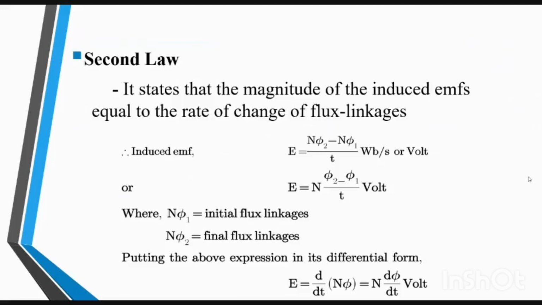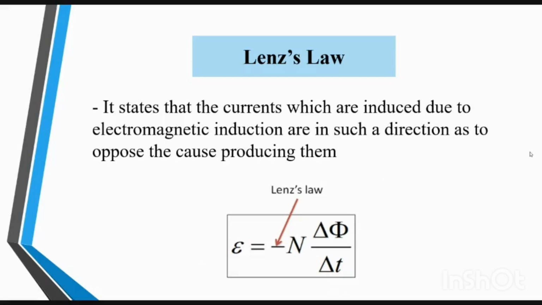Substituting the above expression in the differential form, we will be getting E equal to d by dt of N phi. That is equal to N into d phi by dt volt. Lenz's law. It states that the currents which are induced due to electromagnetic induction are in such a direction as to oppose the cause producing them. That is E equal to minus N d phi by dt.